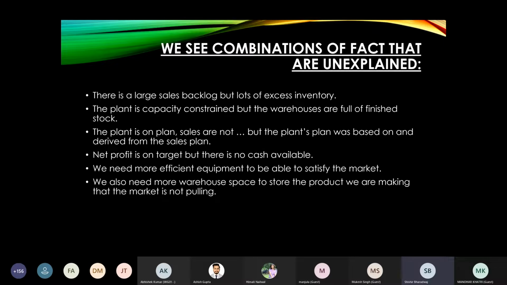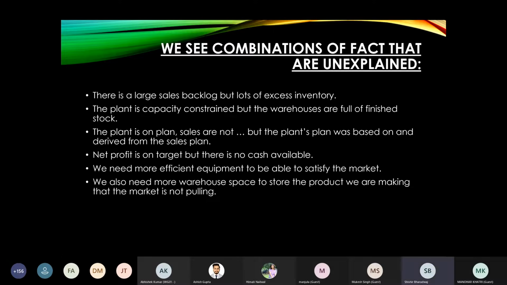The third one, one of my favorites: the plant is on plan, sales are not. But the plant's plan was based on and derived from the sales plan. So you have a whole organization which develops a robust sales plan and gives it to the production people, and the production people buy, source, manufacture everything to that plan. Okay, but the sales are not achieved as much. That means there's a lag, which leads to the fourth point. Net profit is on target, but there's no cash available.